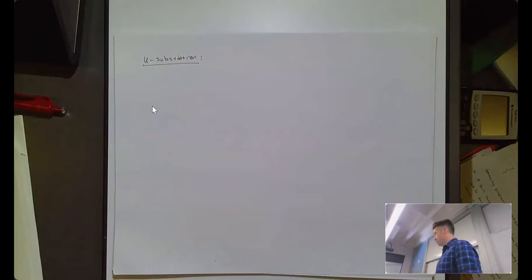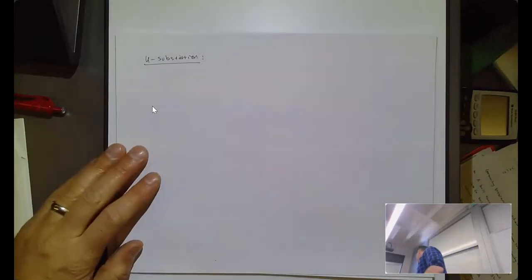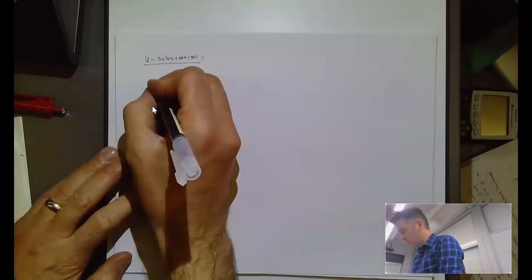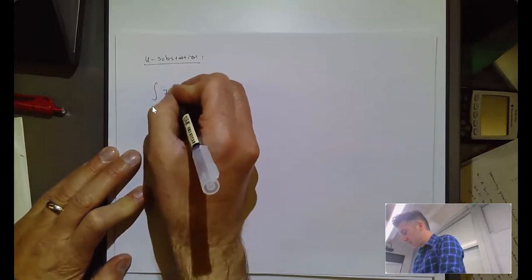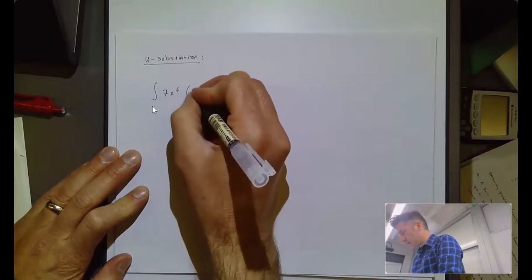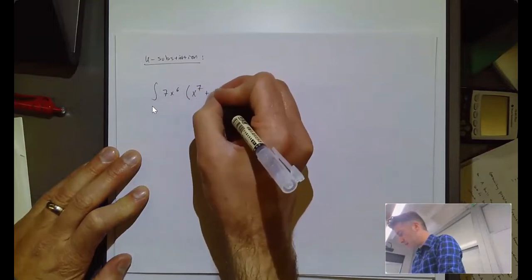Let's look at an example. Let's see where I actually grab my notes here. I've got examples that are just all over the place. So let's make it semi-straightforward here. I want to find the antiderivative of 7x to the 6th times x to the 7th plus 3.